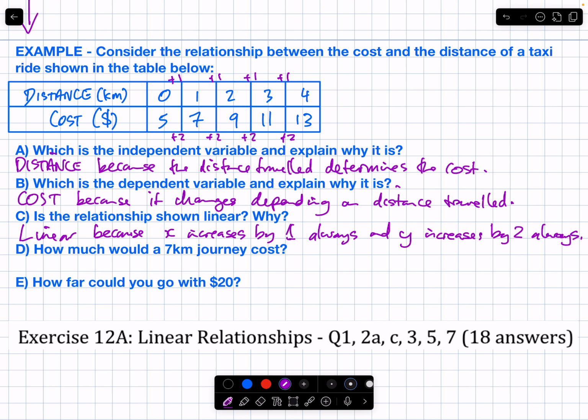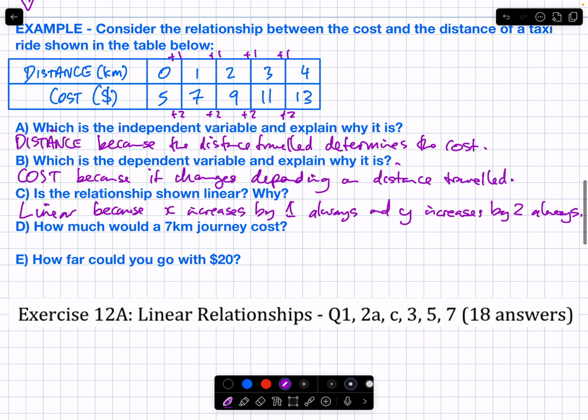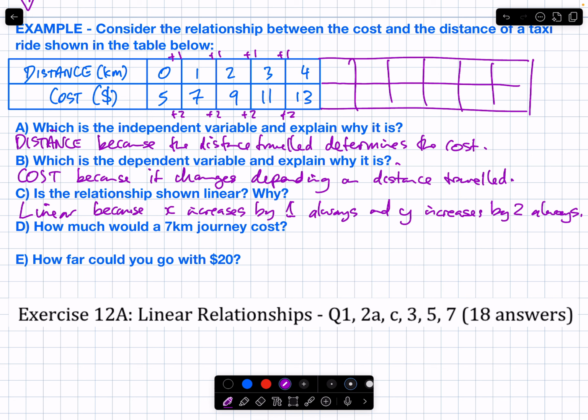How much would a 7k journey cost? We don't currently have that information in the table, but because it's linear, we can add it. 3, 4, 5, 6, 7. This is going up by 2, so 15, 17, 19. So how much would a 7-kilometer journey cost? $19, according to the table.